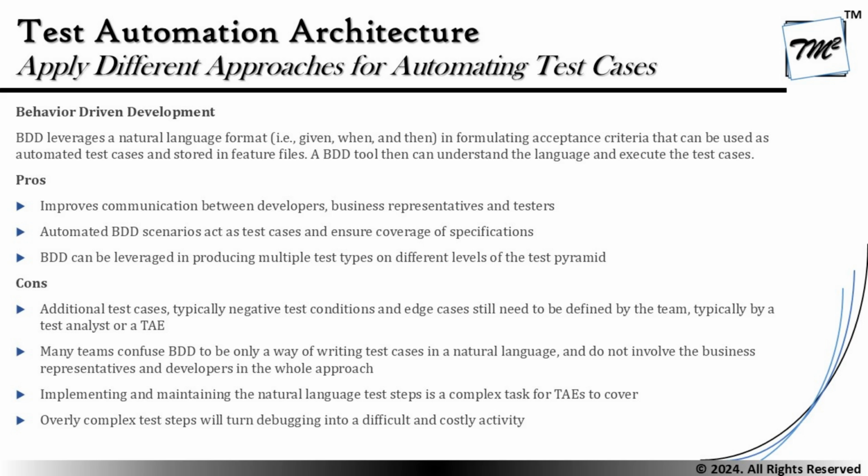The next point is that implementing and maintaining the natural language test steps is a complex task for the TAEs to cover, and overly complex test steps will turn debugging into a difficult and costly activity. One important thing is that when we talk about natural language, we use generic English keywords to define what a user is trying to do. Test automation engineers may not be so familiar with the business logic and may find it difficult to define them. That's where the business representative needs to collaborate with the automation testers to help them, and we can overcome that.